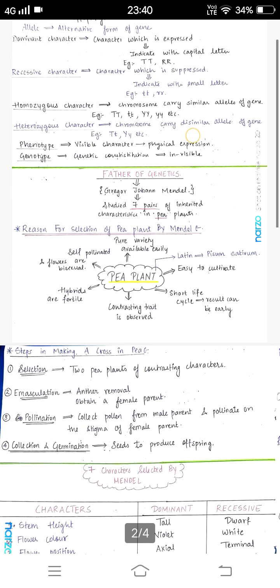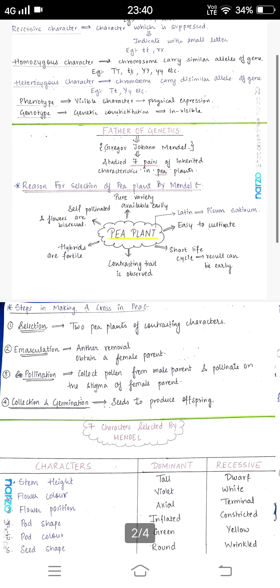Now let's study the father of genetics. So father of genetics, Gregor Johann Mendel, he actually took 7 pairs of inherited characters from pea plant. The reason why he selected pea plant as a model is because pea plant is self-pollinated and the flower is bisexual.